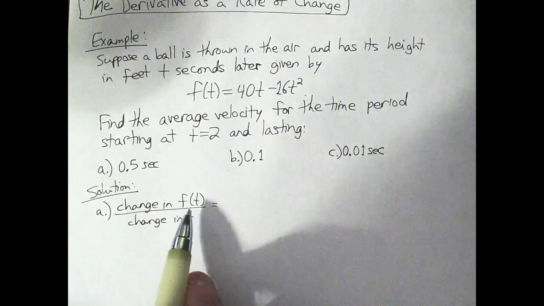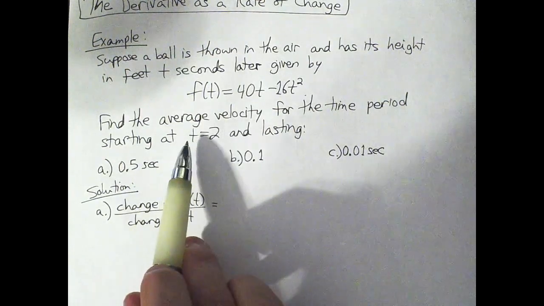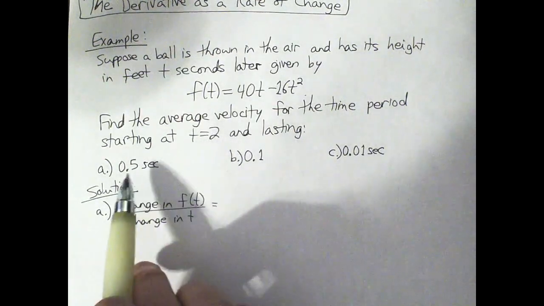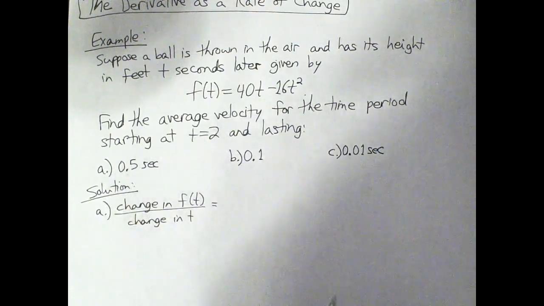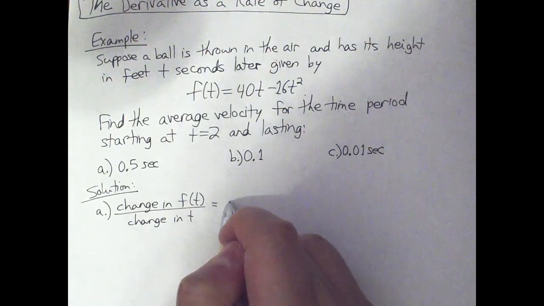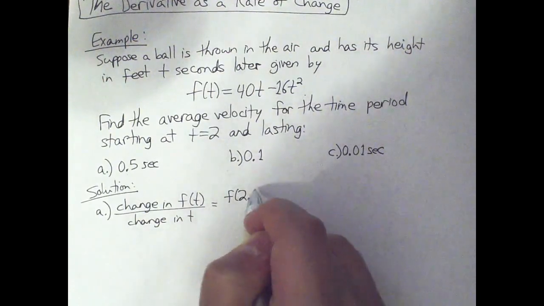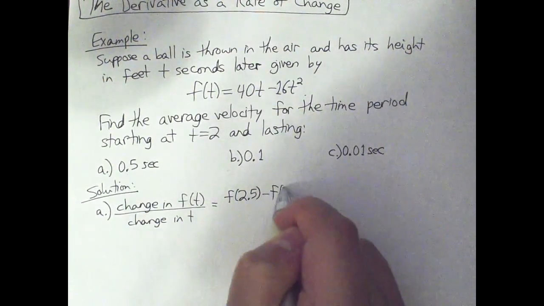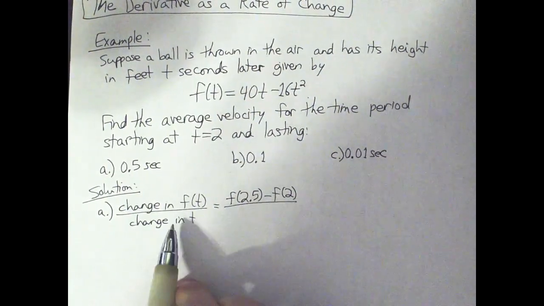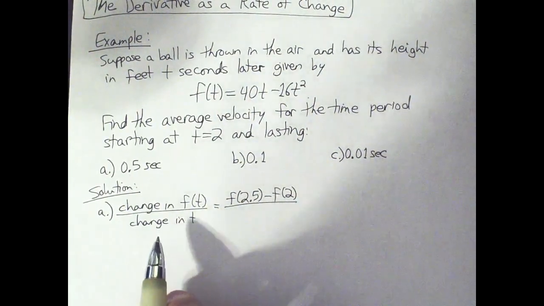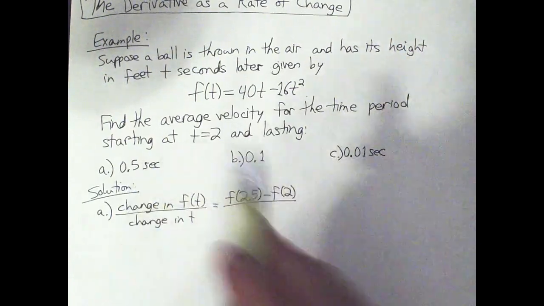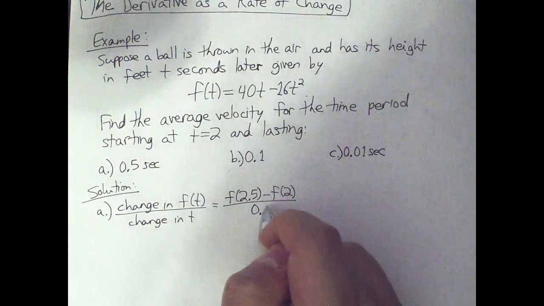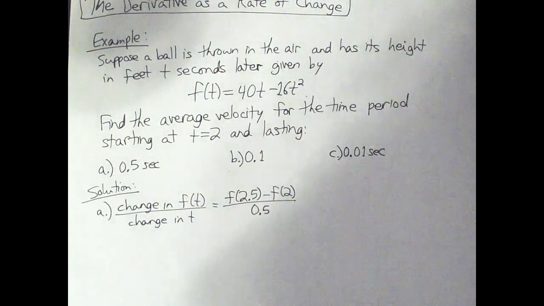Anyway, what's the change in f of t over this time period? So the time starts at t equals 2, and then it lasts 0.5 seconds. So it's going to go from 2 to 2.5. So we could say the change in f of t is f of 2.5 minus f of 2. And then the change in t is how much time has passed. Well, that would be what's given, 0.5. So if we could figure out what this equals, that's going to be the answer.